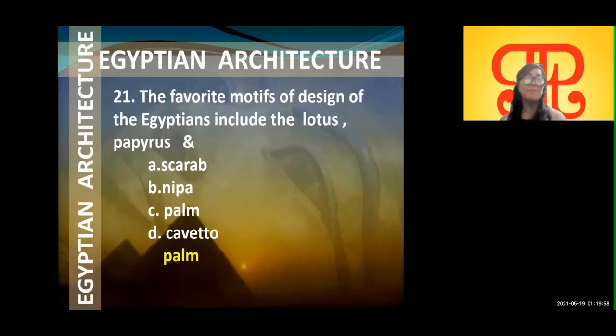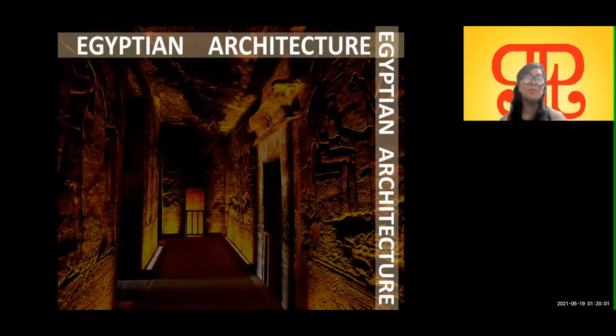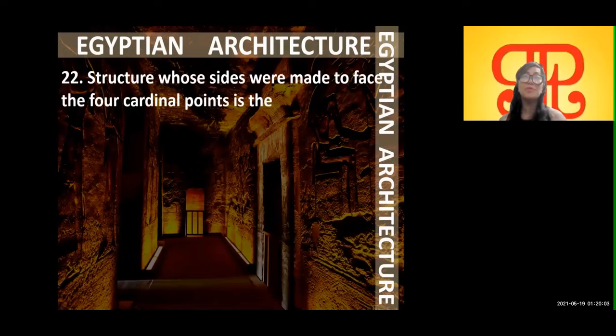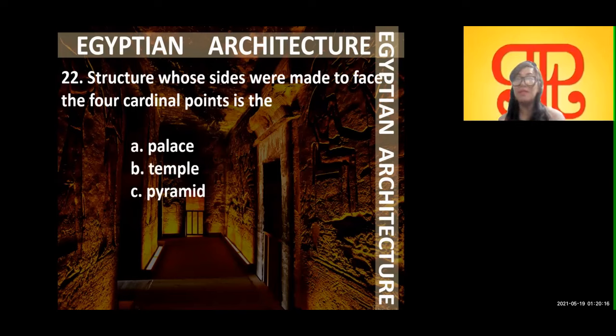Okay. Now next we have number 22. The structure whose sides were made to face the four cardinal points is the, what is it? Is it A, palace? Is it B, temple? Is it C, pyramid? Or is it D, ziggurat? So the answer here is, yes, it's pyramid. Those are the four sides or the four cardinal points.